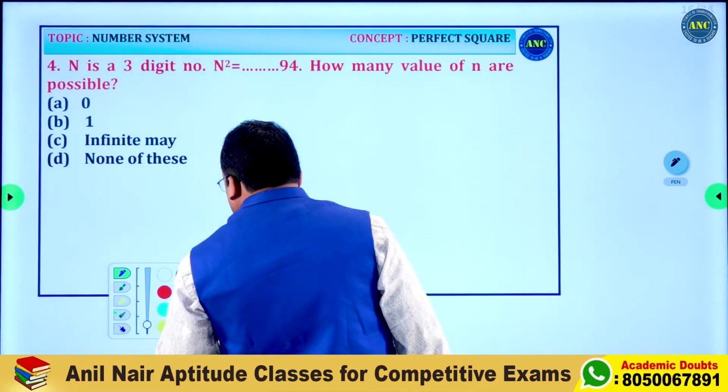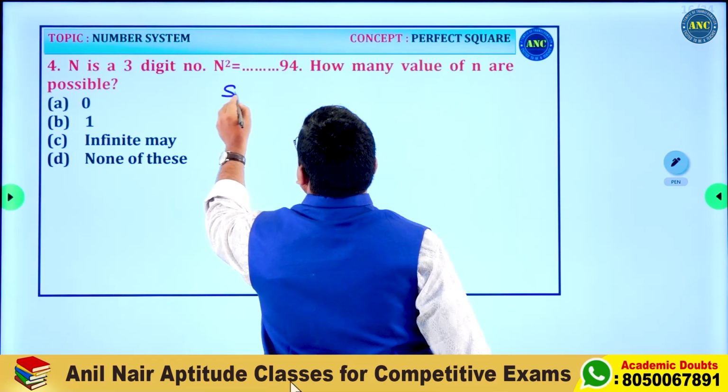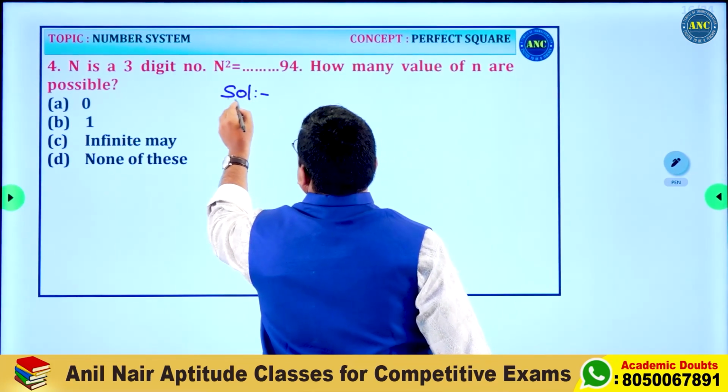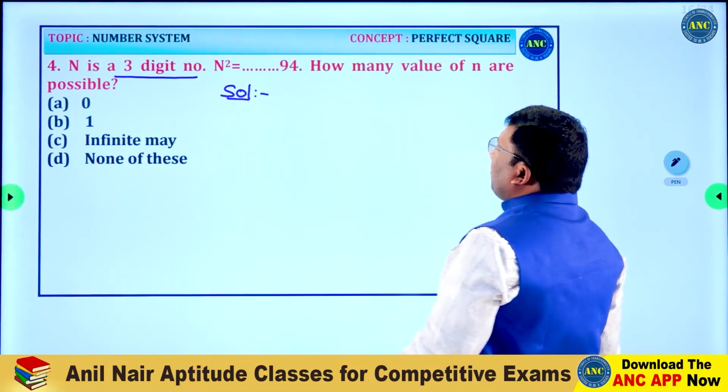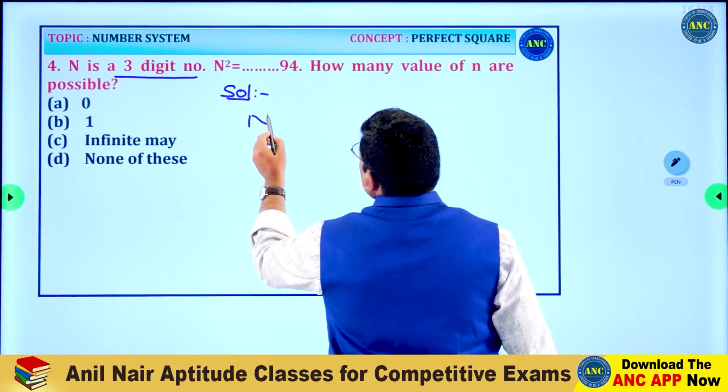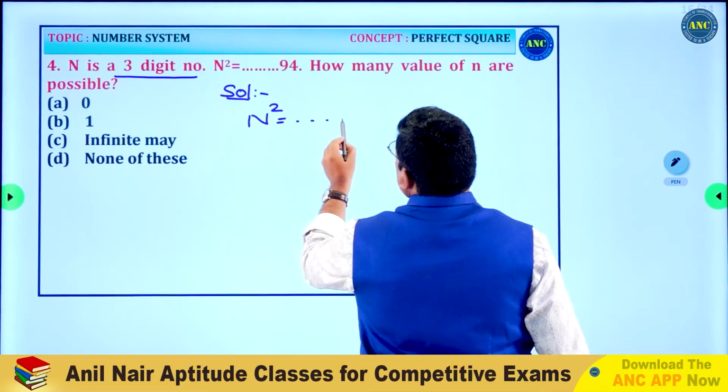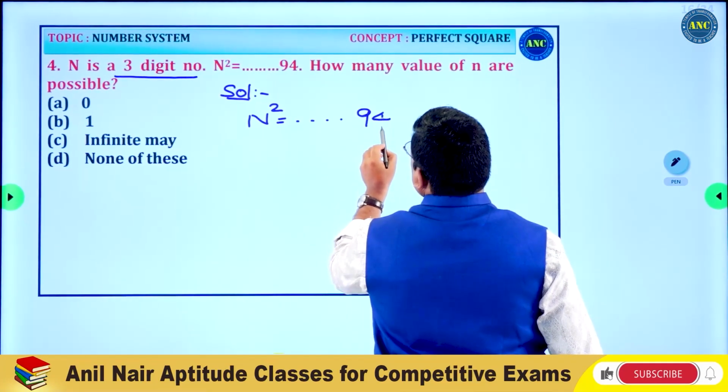Read this question first. N is a 3-digit natural number. N square is ending with 94.